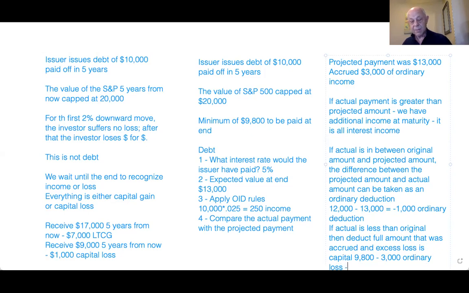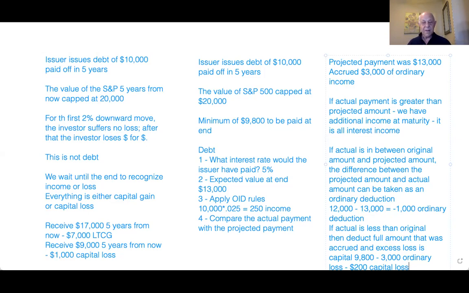And then we're going to end up with a $200 capital loss. So to the extent that we picked up $3,000 of ordinary income and we're not getting any of that, they're going to let us take an ordinary loss. That gets us back to the 10,000. But once we put in 10,000, we're only getting back 9,800. That additional 200, they're saying, hey, that's a capital loss. And that's the way you're going to treat it.